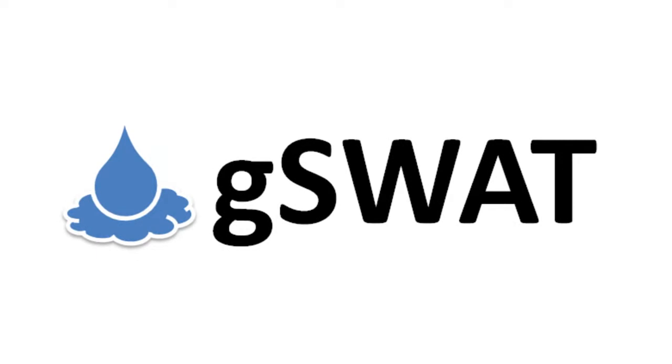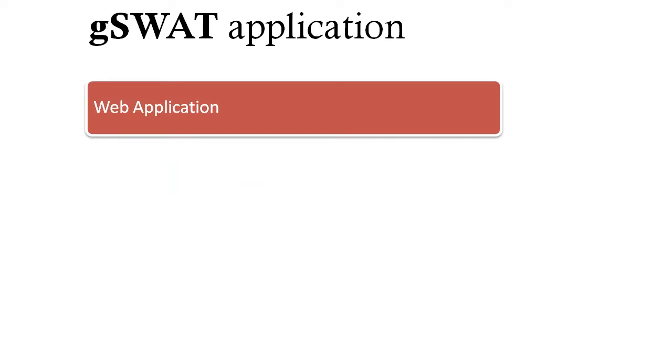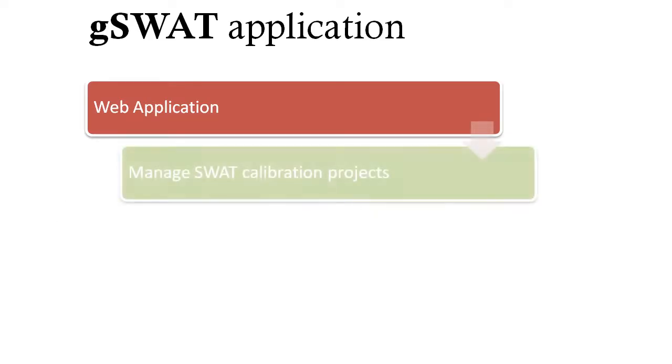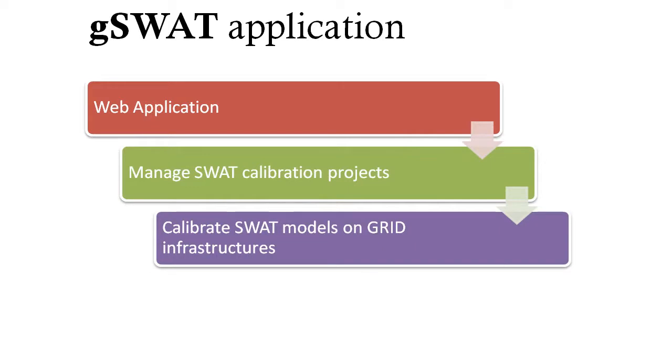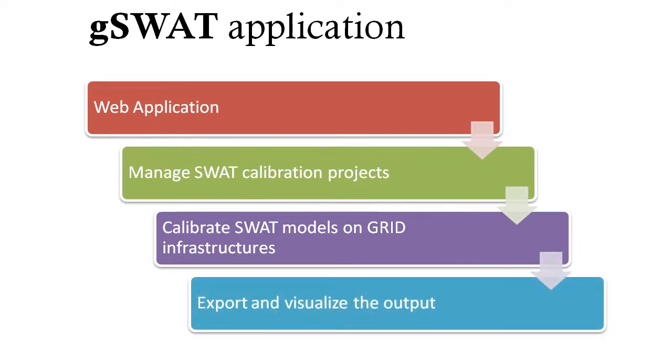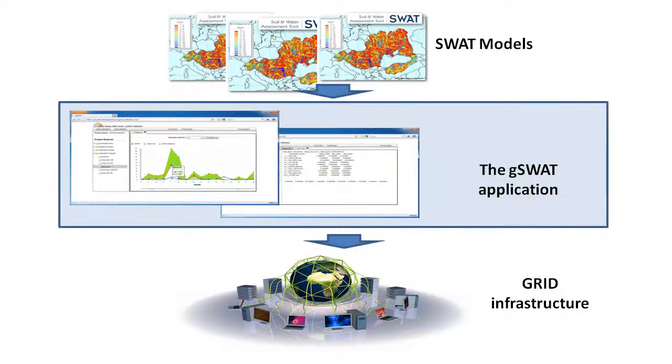This video describes the main features of the gSWAT application. gSWAT is a web application that allows the calibration of SWAT hydrological models over the grid, in a flexible and interactive manner. The users can visualize the calibration results directly in gSWAT, or they can export them to external applications, such as bSHIT.